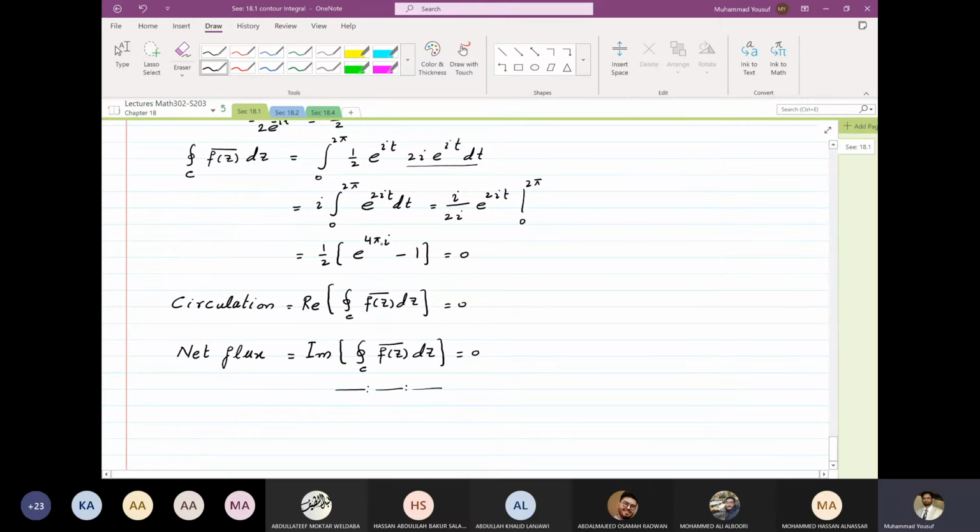But remember, e power 4 pi i is equal to cosine 4 pi plus i sine 4 pi. i sine 4 pi is 0, cosine 4 pi is 1. And 1 minus 1 is 0. So this whole integral is 0, that is, its real part is 0, imaginary part is 0. So circulation is 0, net flux is 0. I hope it is clear why e power 4 pi i minus 1 is 0. If not clear to anyone, ask me again.